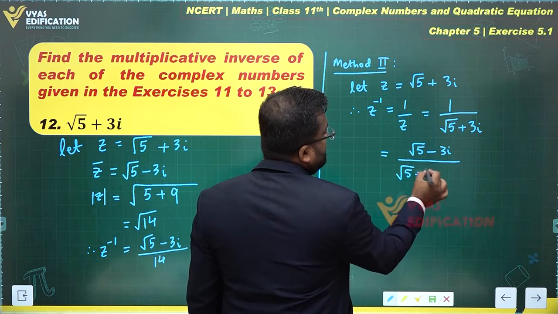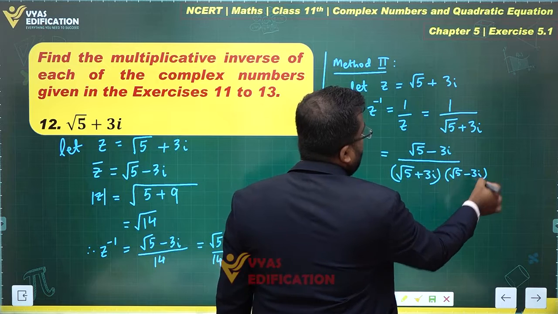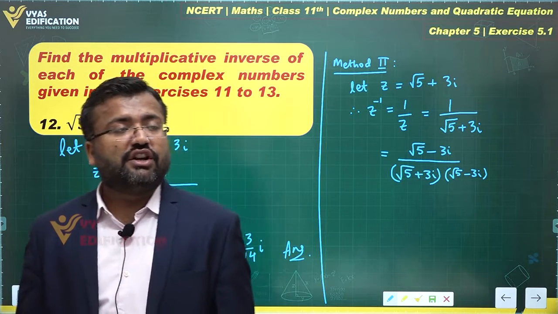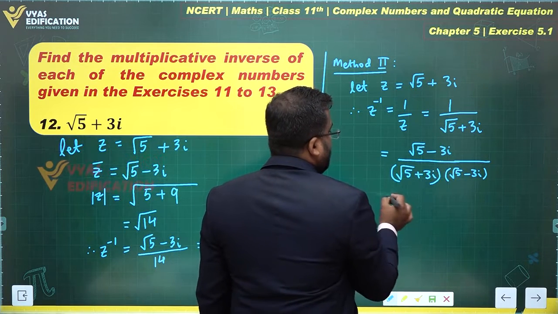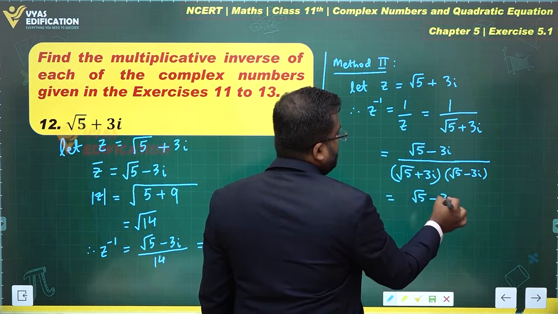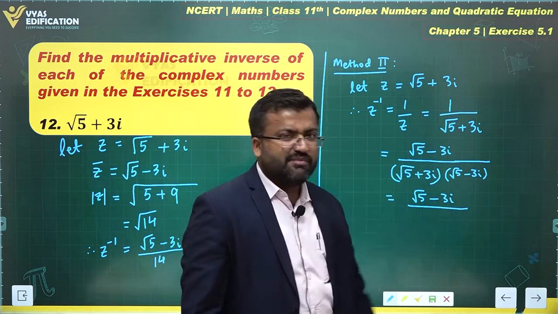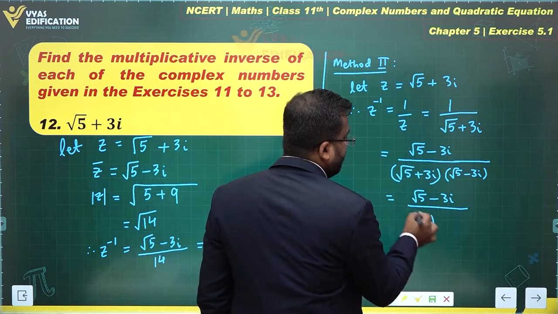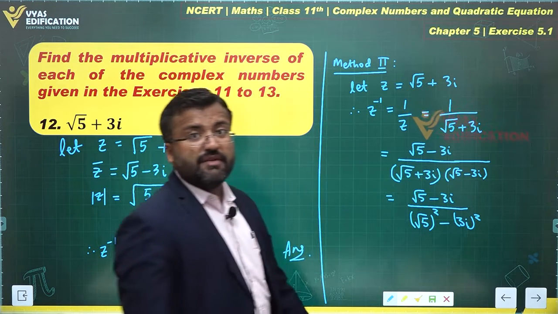This is root 5 plus 3i and root 5 minus 3i. So we have multiplied numerator and denominator by the same complex conjugate of the complex number root 5 plus 3i. Numerator will remain as it is, root 5 minus 3i, but the denominator, can you observe that this is a plus b, this is a minus b? We can simplify that further and get a square minus b square. Yes, this will simplify to this.